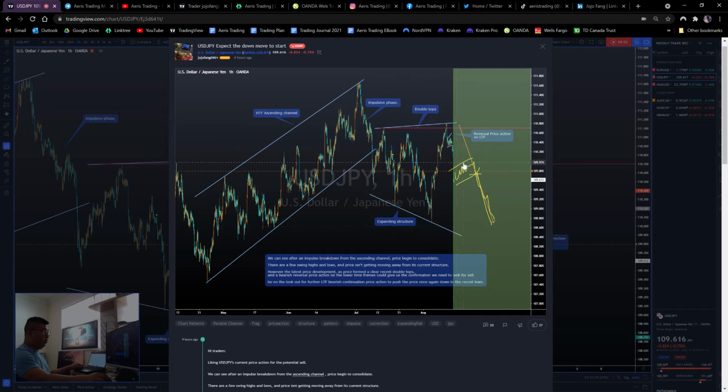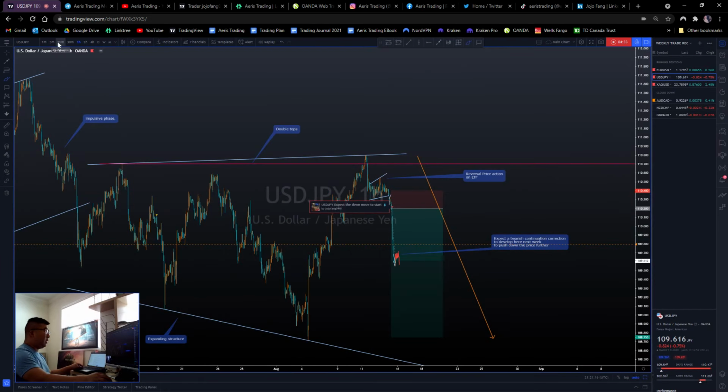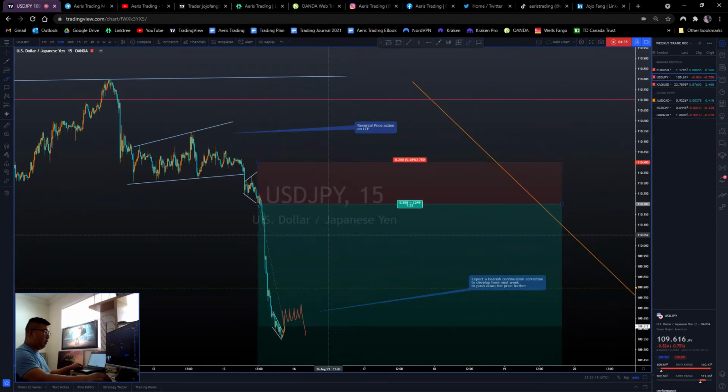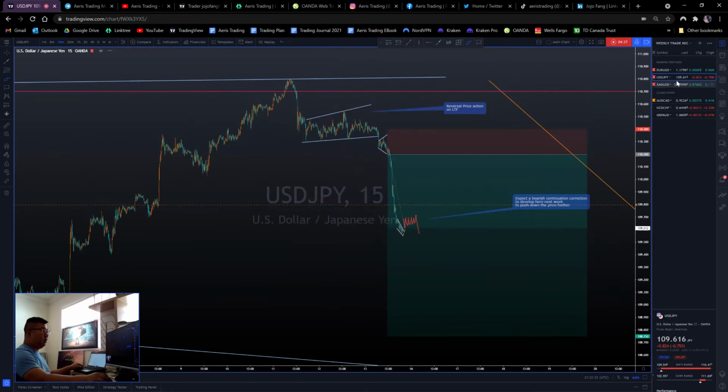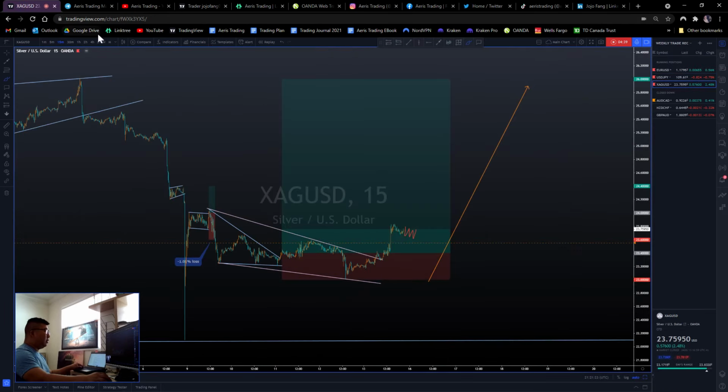So I do want to see this continuation correction develop here and then push the price to the low. So that is the second live position I currently have right now. It's running about 3% right now. So let's take a look at silver. Silver is a trade that I also entered. I did take a 1% loss here.